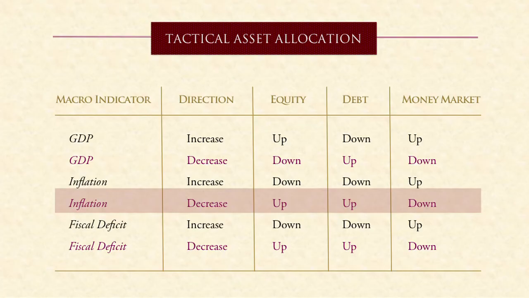Look at the flip side of the story. If inflation falls, it's extremely positive for equity markets, because cost of production comes down, cost of capital comes down. It's positive for debt markets because low inflation means lower interest rates and debt instruments start appreciating in value. But it is negative for money markets, because the rate of interest that you get in the short term is lower now. You were getting 8% when inflation was 8, now you're getting 6.